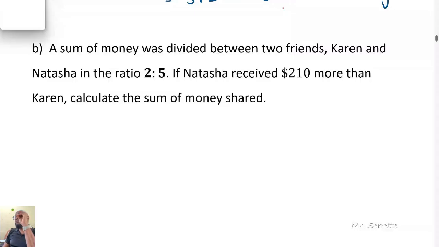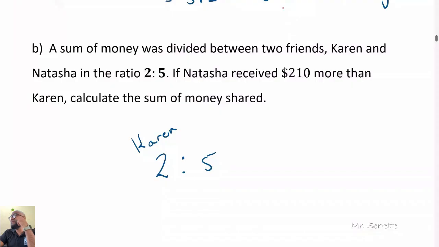A sum of money is divided between 2 friends, Karen and Natasha, in the ratio 2 to 5. Order matters, right? So first question is, how many parts in this ratio represents Karen? 2. This is Karen. How many parts represent Natasha? 5. We're talking about parts.